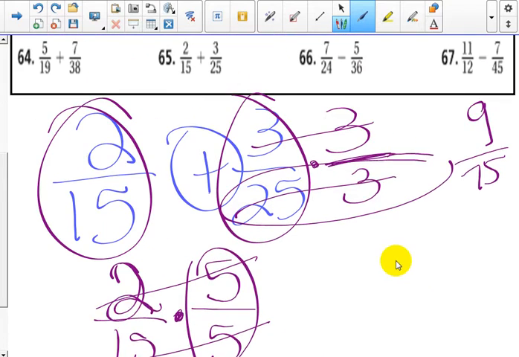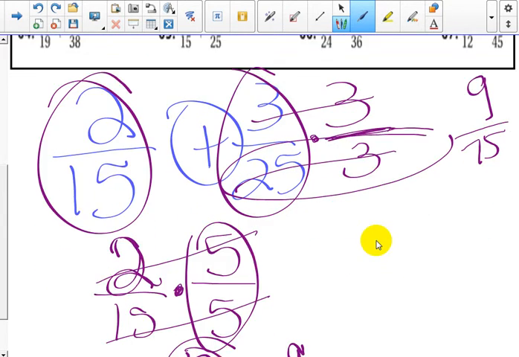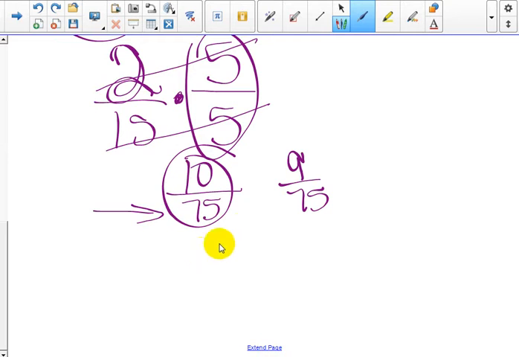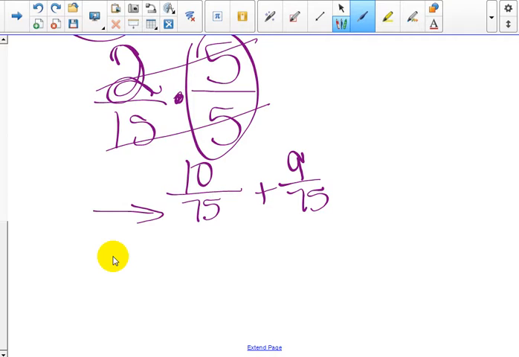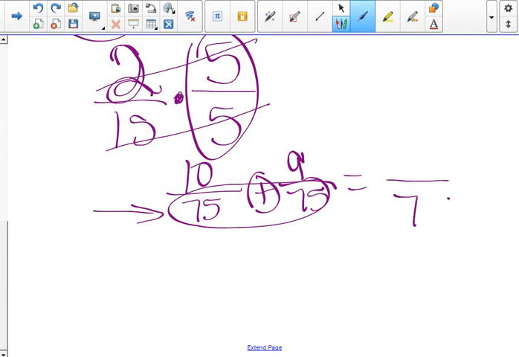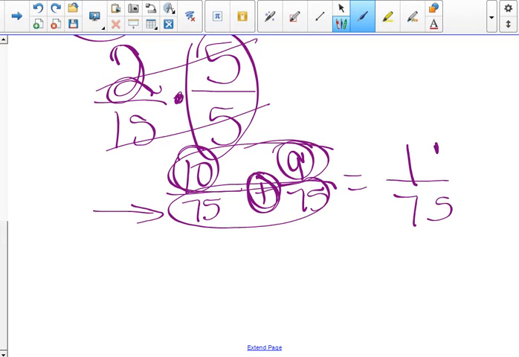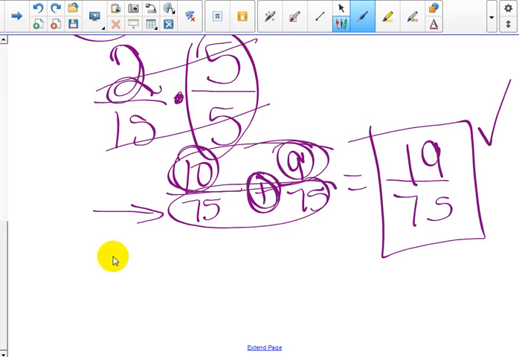And you keep your sign, add or subtract. This was an add. So we're going to add these two numbers. Now that their denominator is the same, we can perform this operation, whether it's add or subtract. Okay, so you keep your denominator and you perform the add to the numerators. So it's going to be 10 plus 9, which is 19. So our answer is 19/75. Any questions on that?